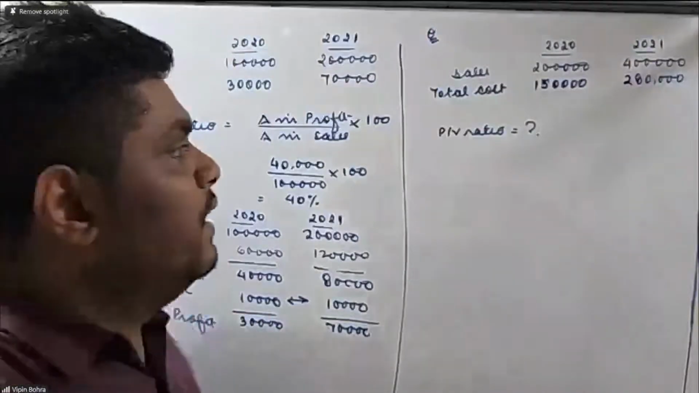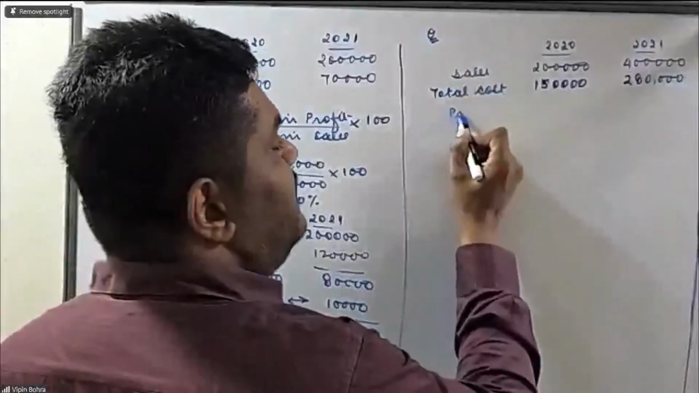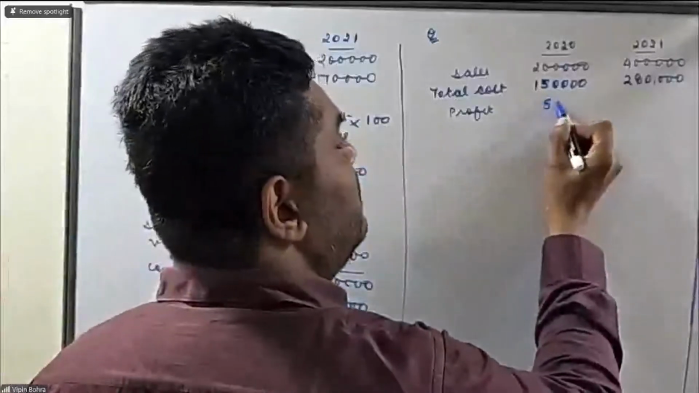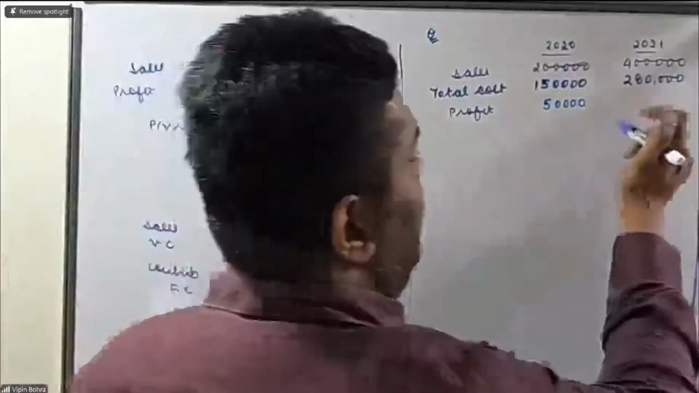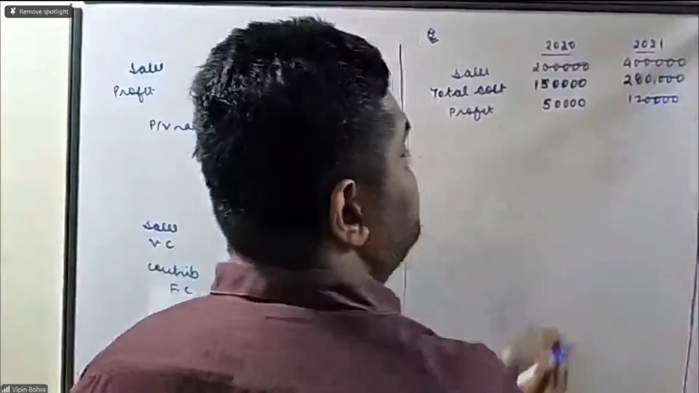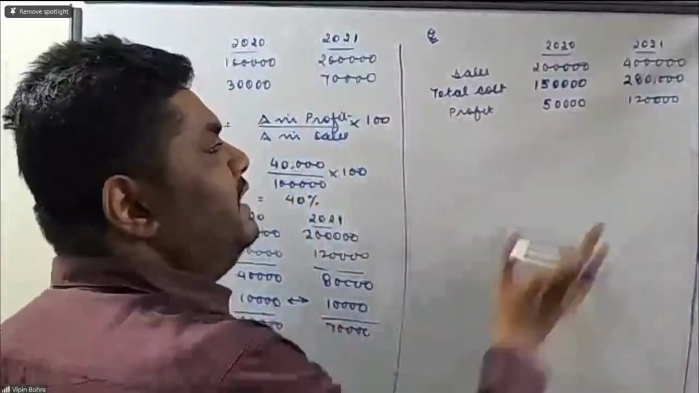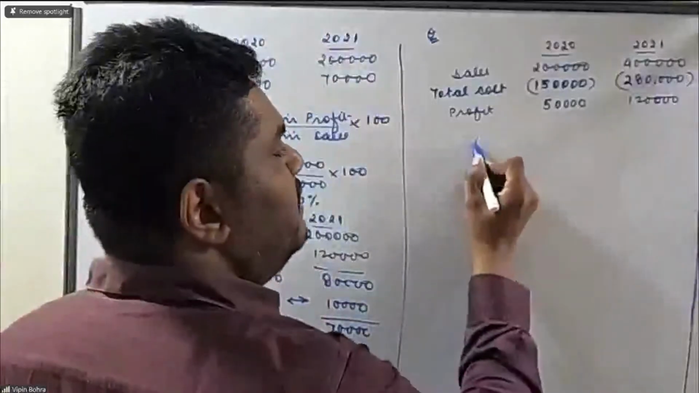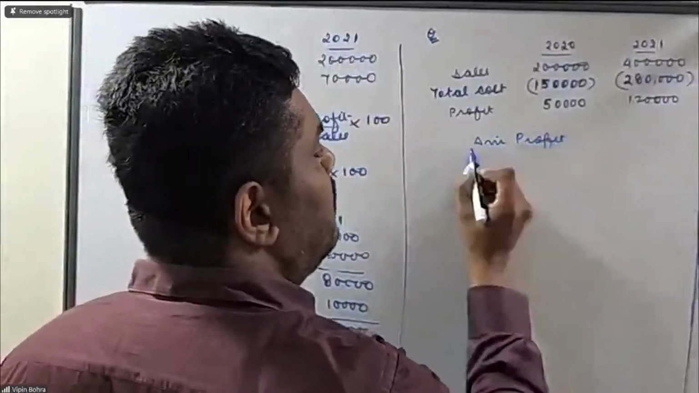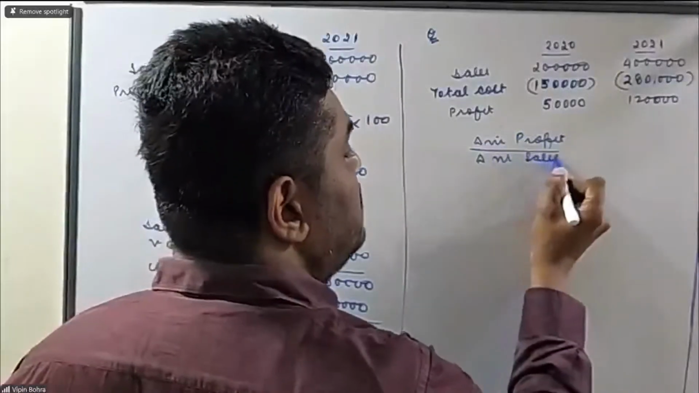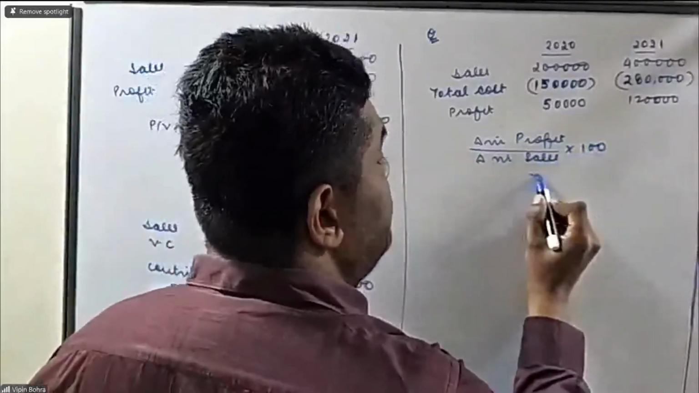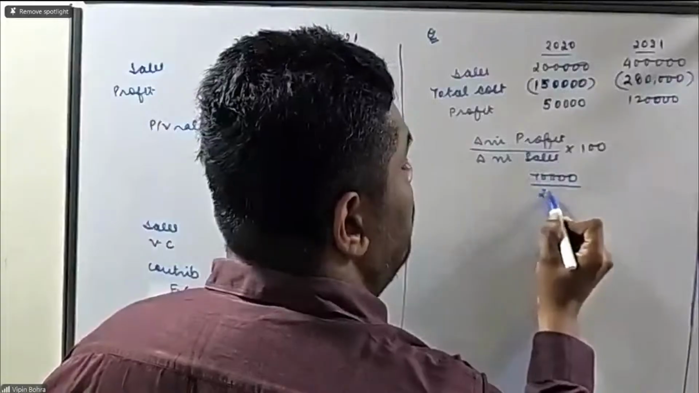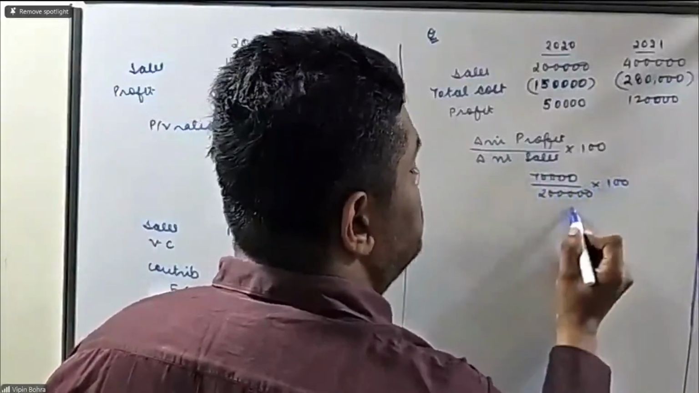Very good, guys. So herein, see again, everything is same. Sales is given, total cost is given, so we can easily calculate profit. So herein profit will be 50,000 and herein the profit will be 1,20,000. Sales minus total cost is what? Profit. So again, change in profit divided by change in sales into 100. So change in profit is 70,000 divided by change in sales, it is 2 lakh, into 100. So it comes to 35%.